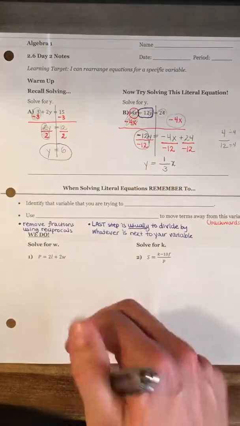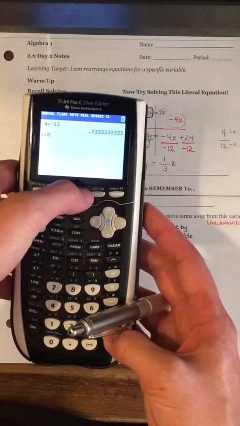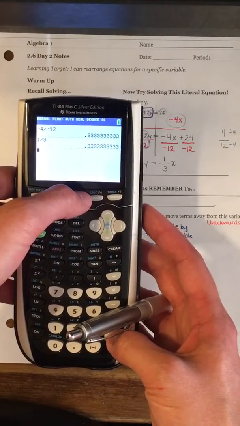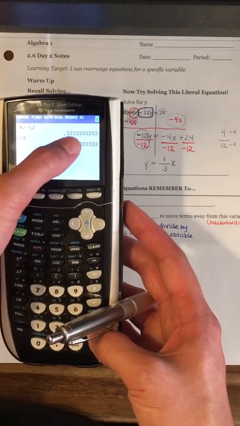I can check to make sure that fraction is the same, like 1 over 3. I better get the same decimal, and I do. So negative 4 divided by negative 12 is the same thing as 1/3. See how they have the same decimal value.